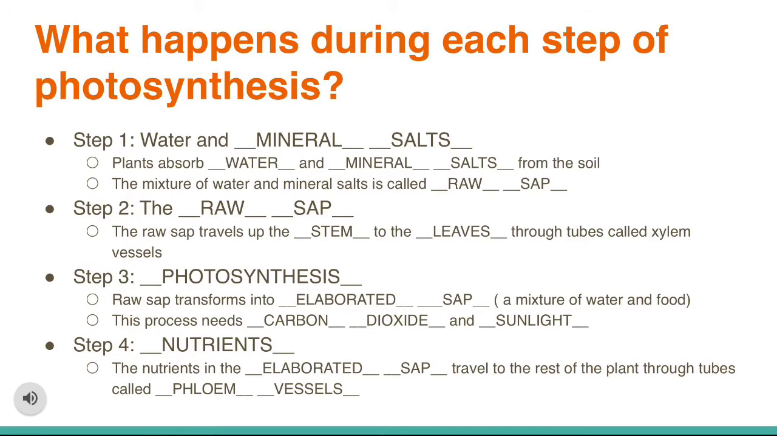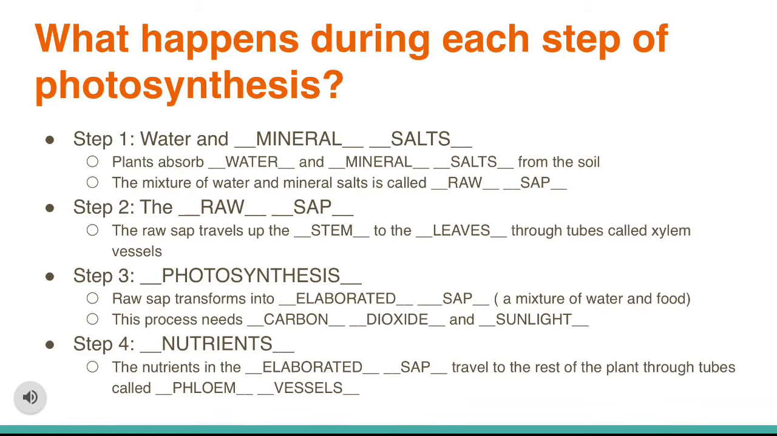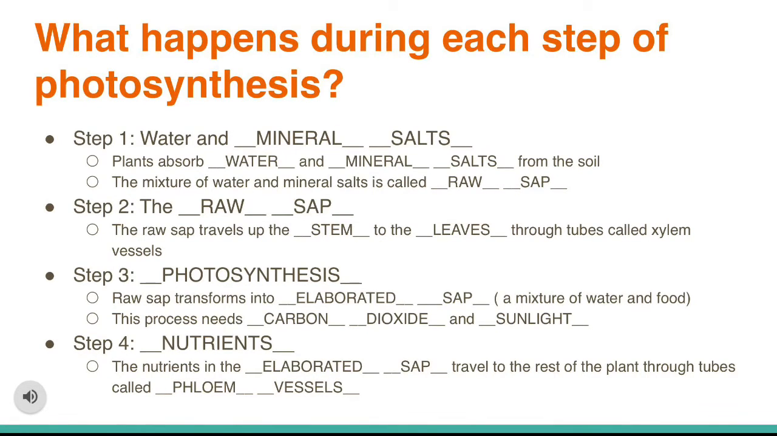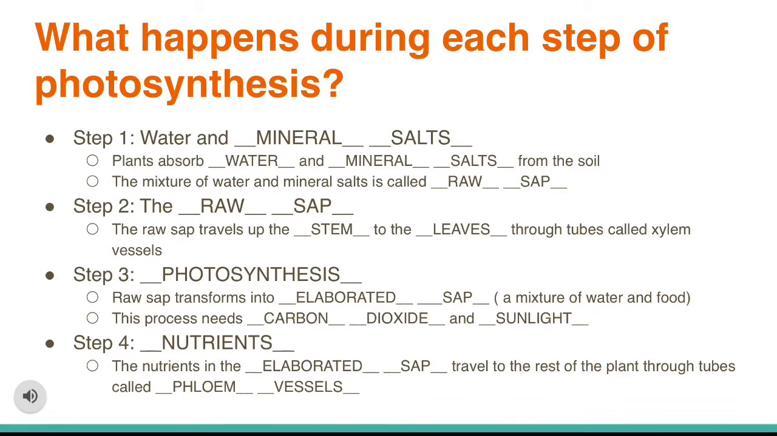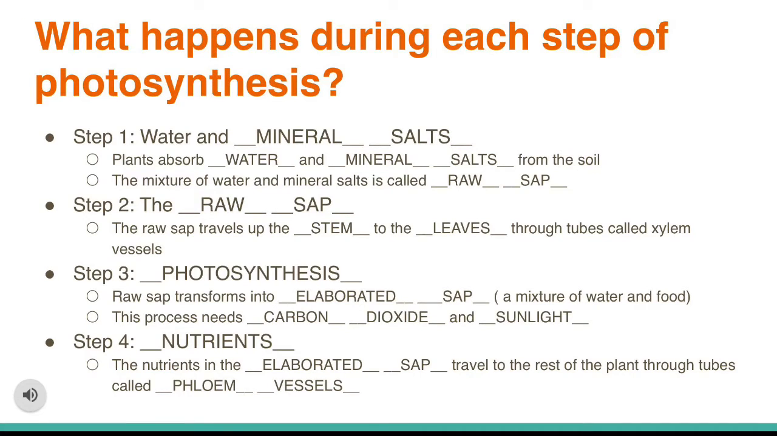Step 3. Photosynthesis. Raw sap transforms into elaborated sap, a mixture of water and food. This process needs carbon dioxide and sunlight. Step 4. Nutrients. The nutrients in the elaborated sap travel to the rest of the plant through tubes called phloem vessels.